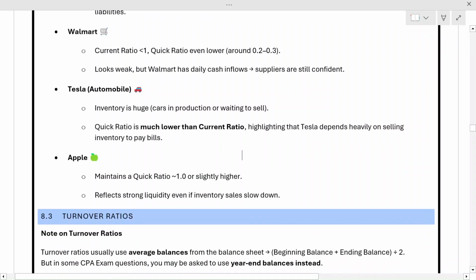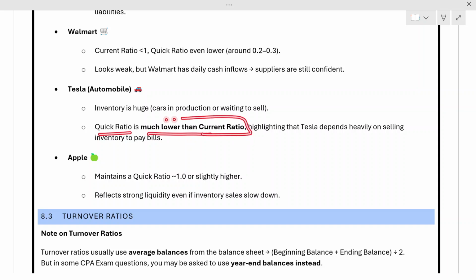If we see Tesla, the automobile company, inventory is huge for them, cars in production or waiting to be sold, so the quick ratio is much lower than the current ratio here as well. Why? Because in the quick ratio, if some inventories are sitting within the company's current assets, they won't be counted. So this simply depends on whether they are able to sell more inventory quickly, then they will be able to get more cash for their business.